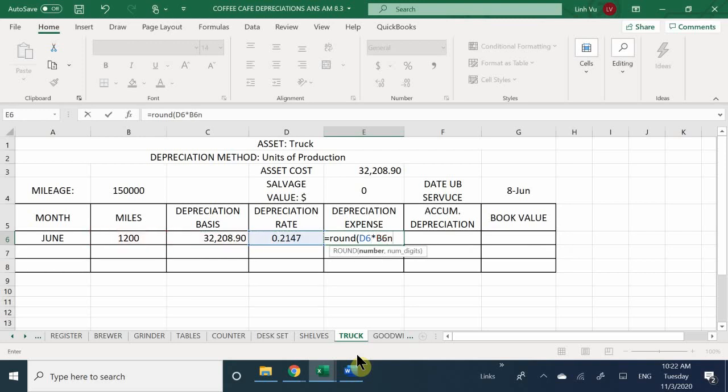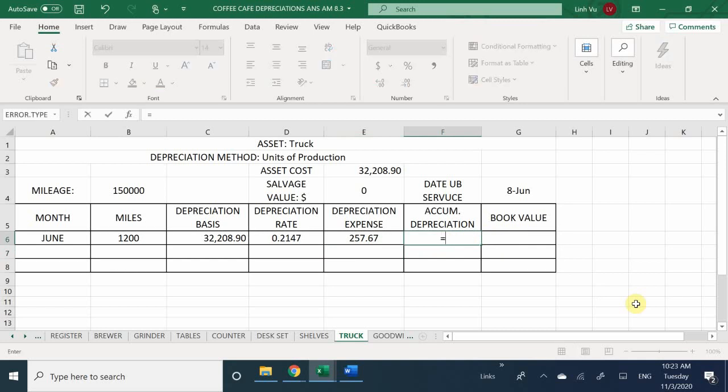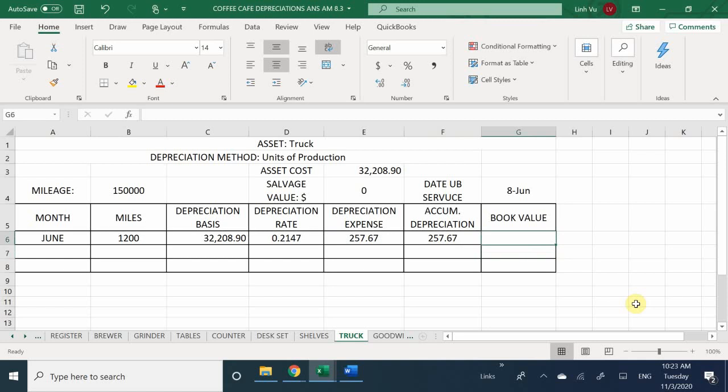257.67. Good. So then what's my accumulated depreciation? You don't actually need to solve this because we're not going to go into the future, but let's go ahead and do it. 257.67.